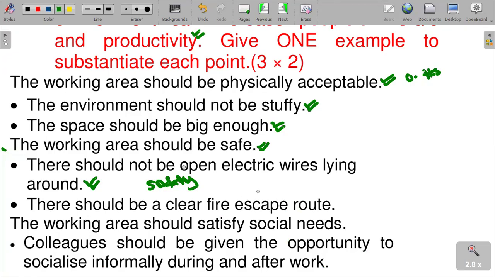There should be clear fire escape routes. This talks about the layout of the facility where people are working. Escape routes in terms of fire must be clearly labeled. This can also be explained by signages. Signages are signs that must be put in place at the workplace to direct the movement of people in and around the premises that they are working in. The working area should satisfy social needs. These are the factors that can affect the lives of people working there.